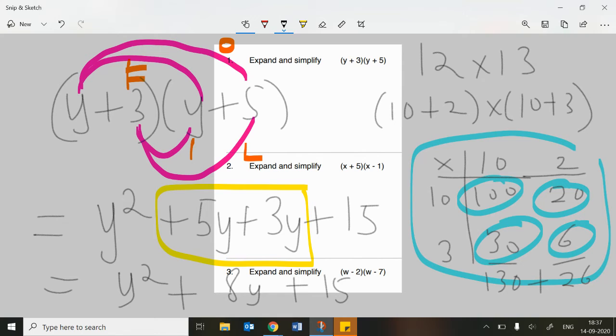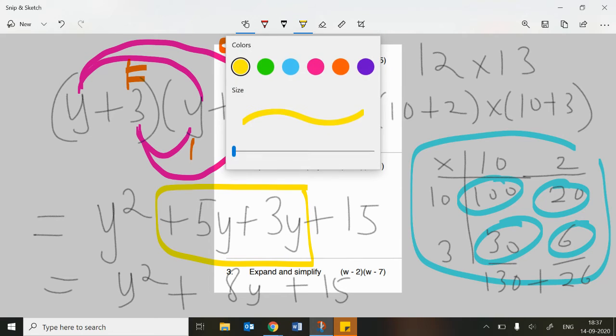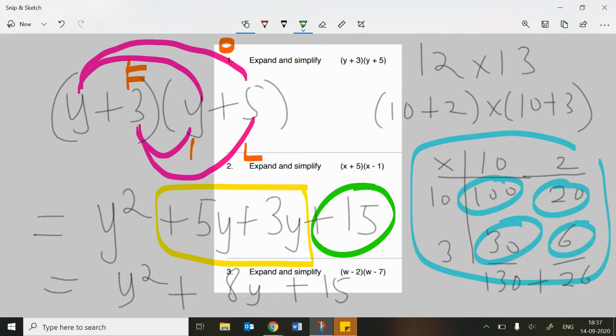Now, when you get good at these, you'll notice that every time you do this, the number at the end is 5 times 3, 3 times 5. It's always the two lasts times together. And the 5 and the 3 added together is going to give you this middle term. And normally we do the squared first, and then the y or the x, and then the number without y or x at the end. Okay, so that's how we would do that question.